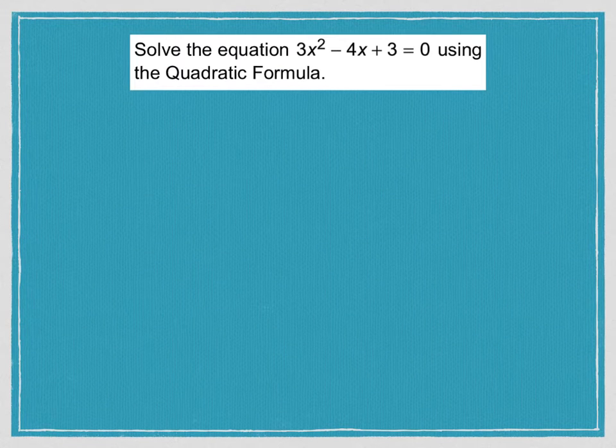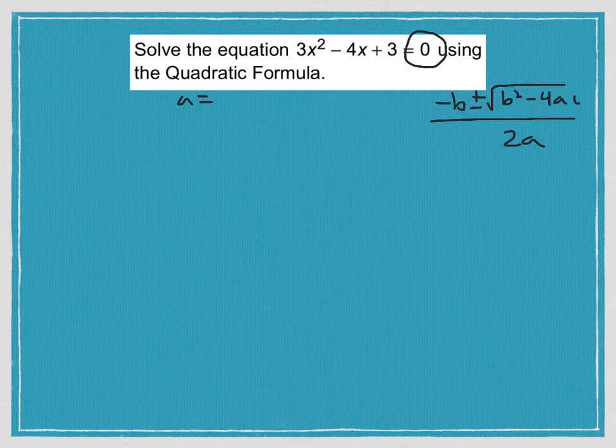Solve the equation using the quadratic formula. So what's our quadratic formula? Negative b plus or minus square root of b squared minus 4ac over 2a. Perfect. So here, since this equation is equal to 0, we can just name what our a, b, and c are. So what's our a? 3. What's our b? -4. And what's our c? 3.